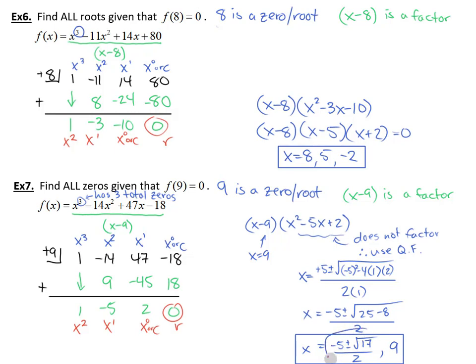Those are my two. They're real. We actually don't have any imaginary solutions here, right? Because we didn't get a negative number in our square root. They're real, but they're irrational. So like ugly decimals that go on forever and never repeat. So negative 5 plus root 17 over 2, negative 5 minus root 17 over 2, and positive 9. Those are the 3 total zeros this polynomial has.